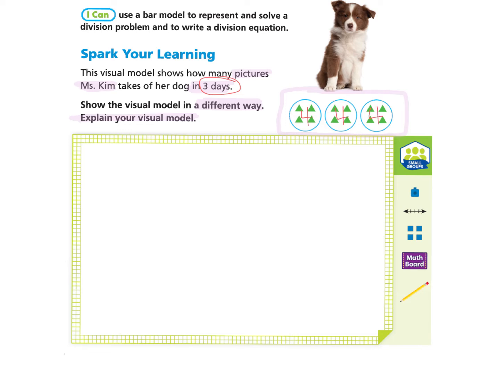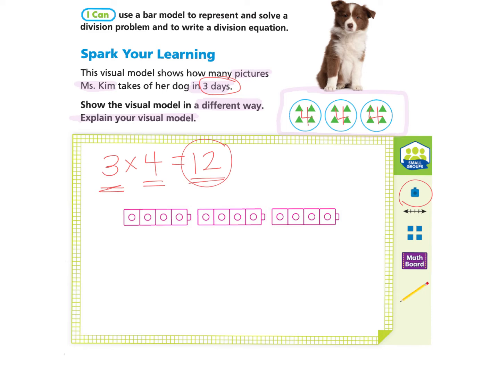day. So we just have to create that in a different way, and we know that 3 times 4, or 3 4 times, is going to give us 12. So we can use something different, like maybe we want to use some cubes, and we're going to take 12 cubes and just put them into groups of 3 with 4 in each in a different way. So here I have 12 cubes, and I've put them in those 3 groups with 4 in each group.